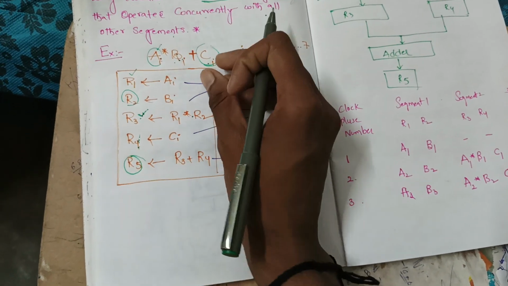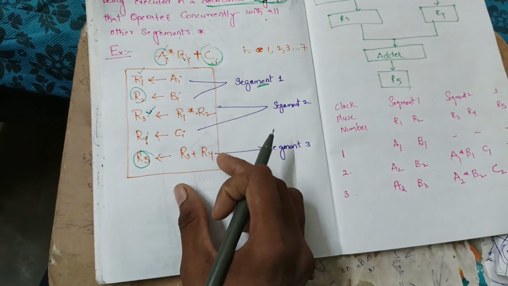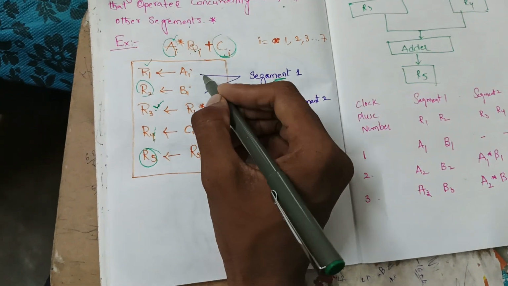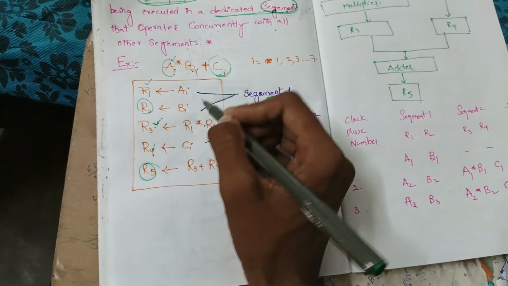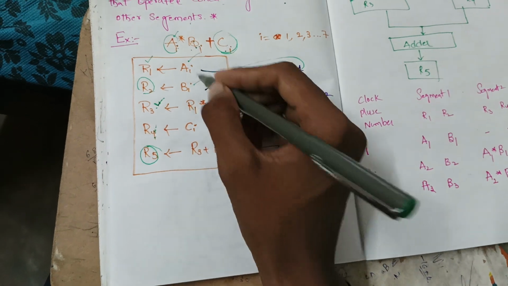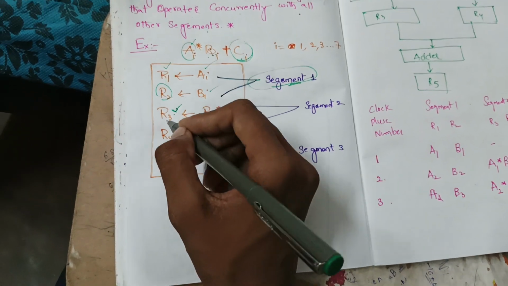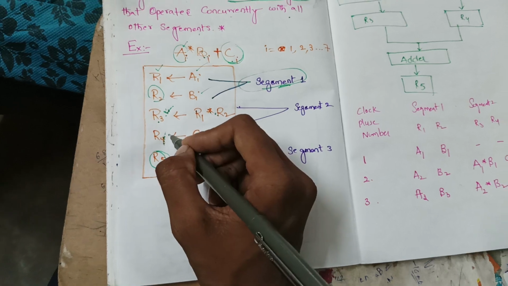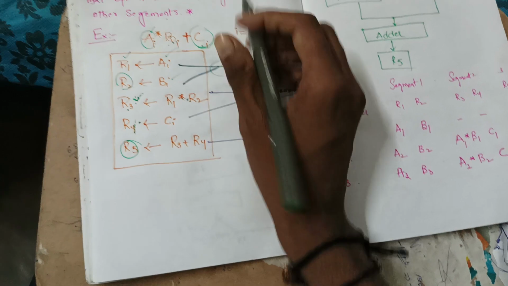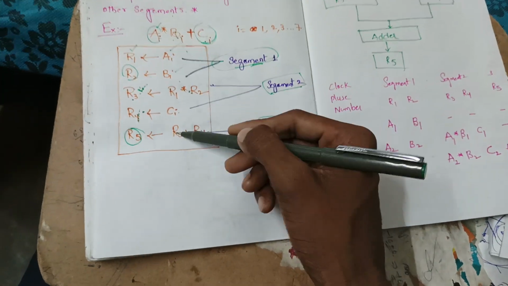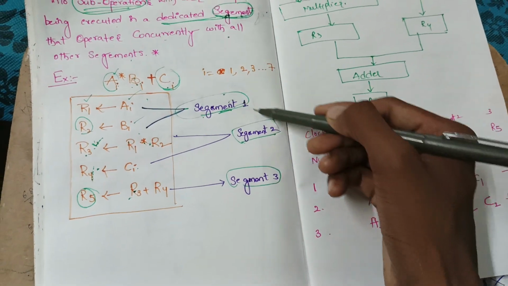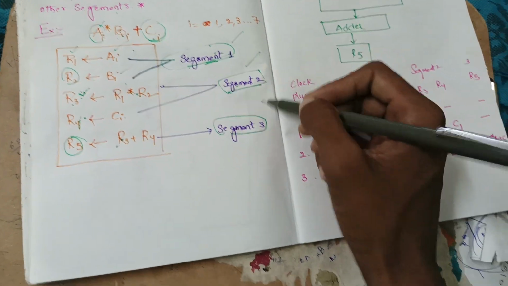So here we divide the entire process into n number of sub-operations, and each sub-operation is done in a dedicated segment. For example, this is one segment. At a time we take the values of a and b. This is segment 1. After calculating the product, it is stored in R3, and R3 and R4 are taken at a time, that is segment 2. Next R5, segment 3. So our entire process can be divided into sub-operations, and each sub-operation can be performed in a dedicated segment. Here segments mean hardware components.